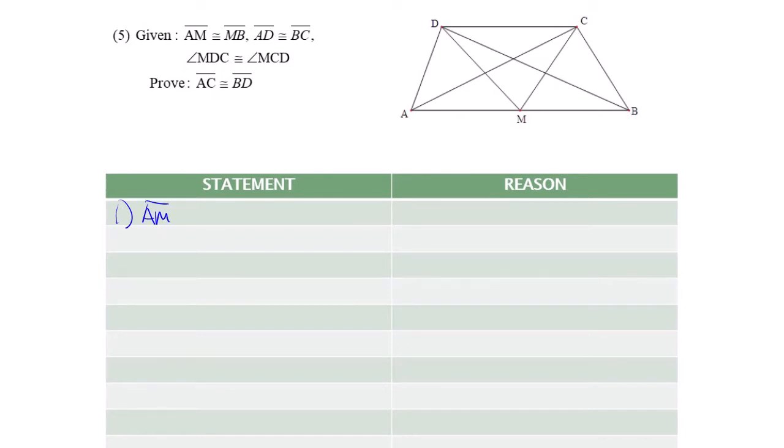So side AM is congruent with segment MB. So, given. AM is congruent with MB. All right, it's easy enough. And then AD is congruent with BC. So AD right here is congruent with BC right here. And then we have angle MDC is congruent with angle MCD. Okay. All right.